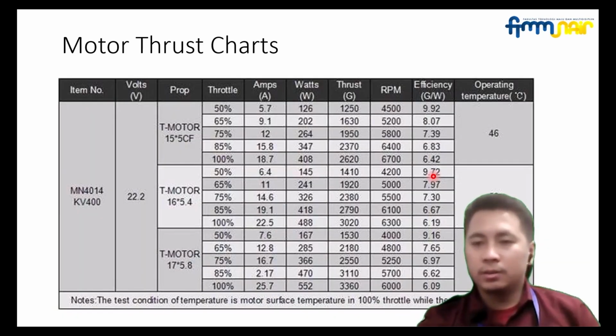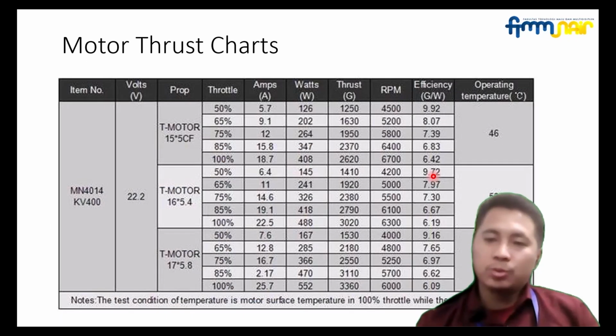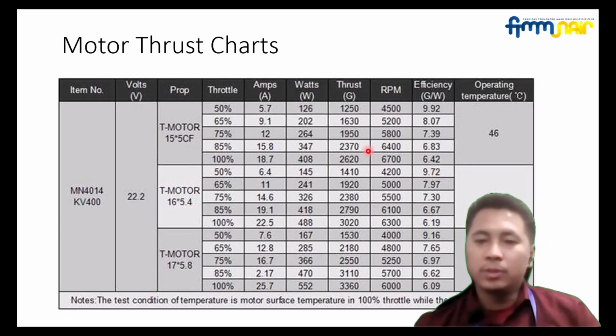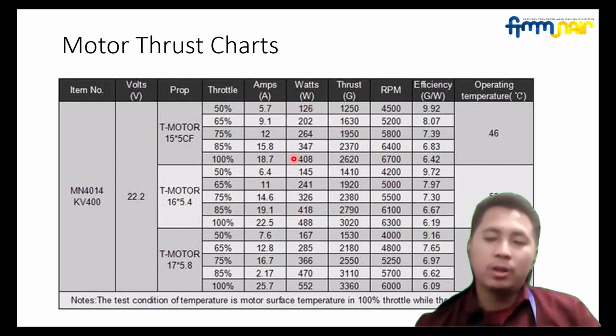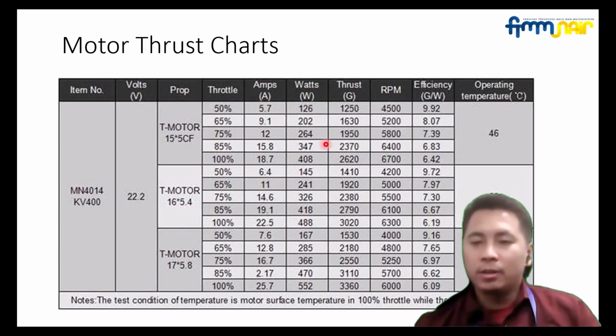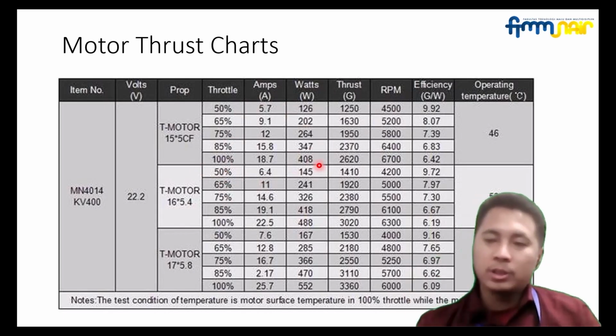And this is the motor thrust chart. This is very important when you are designing a multicopter. You will take a look at this because it will give you the ampere information. It will be very useful when you are deciding what kind of battery, and when you are deciding the maximum takeoff weight of the multicopter.